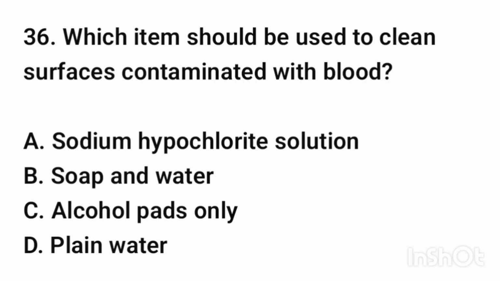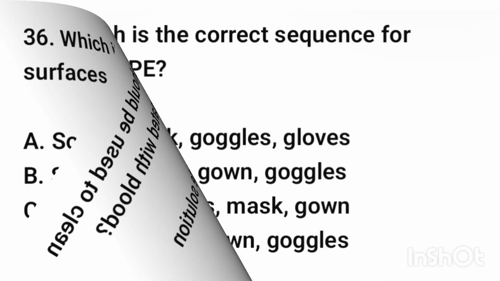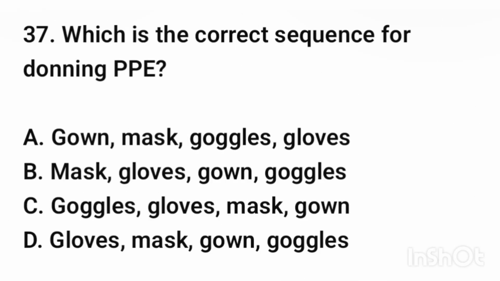Question number 36. Which item should be used to clean surfaces contaminated with blood? The correct answer is option A, sodium hypochlorite solution. Question number 37. Which is the correct sequence for donning PPE? The correct answer is option A, gown, mask, goggles, gloves.